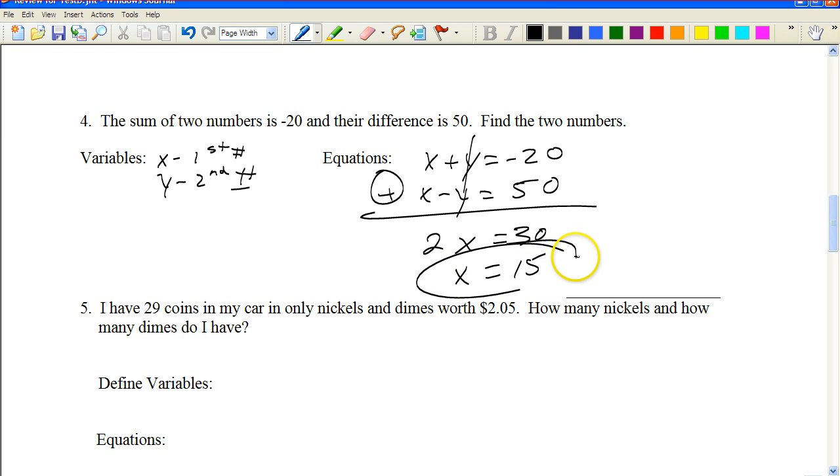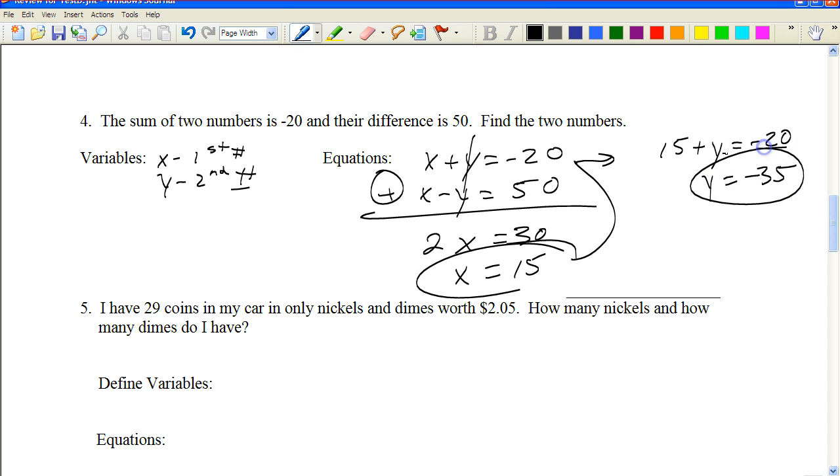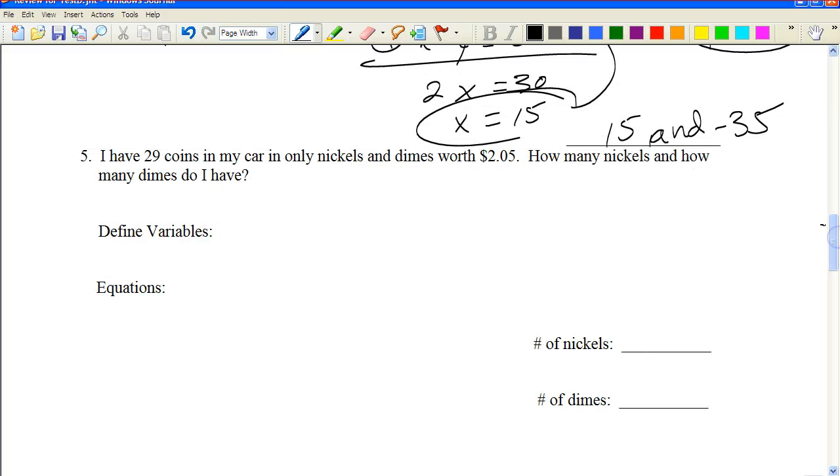So to get the second number, I'm going to put it into the first one. 15 plus y equals negative 20. We subtract 15, so we get y equals negative 35. And that's the second number. So we get 15 and negative 35 as our numbers. And we can check that by just typing it into the original. And we get the right thing. Great. Okay, next. I have 29 coins in my car and only nickels and dimes worth $2.05.